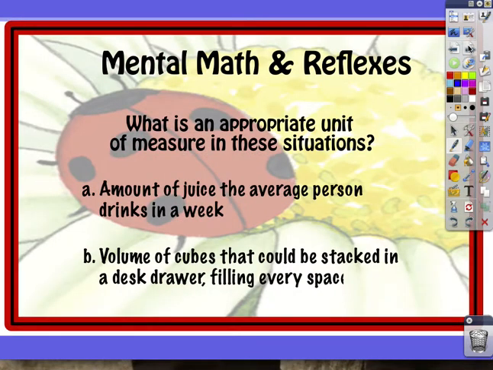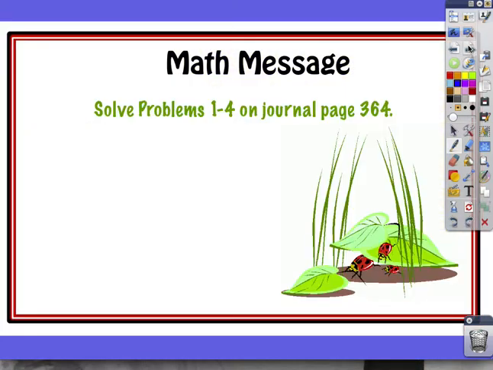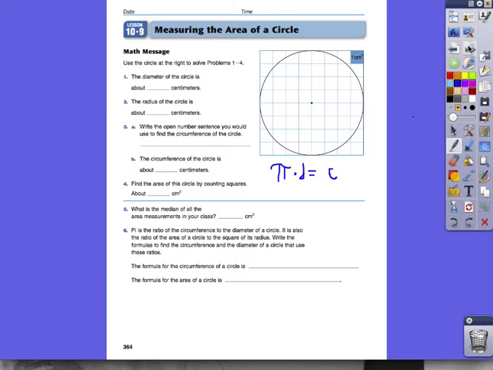What about the amount of juice the average person drinks in a week? Cups, gallons, or liters? And the volume of cubes that could be stacked in a desk drawer to fill every space, and that would be our centimeters cubed. In your math journal today, you're going to be taking a look at a circle, and the first part is going to be a review from the last couple of days.